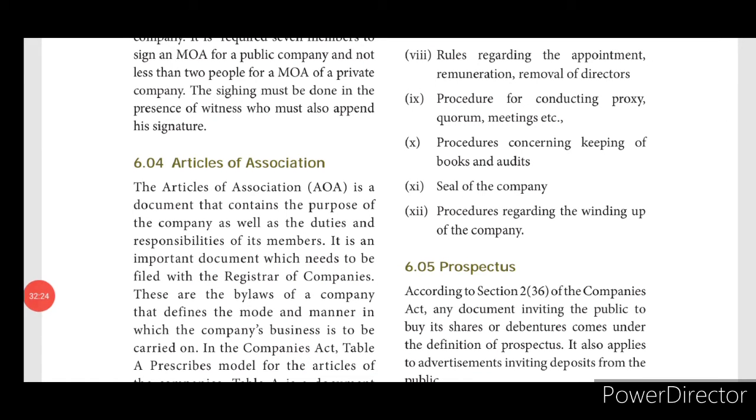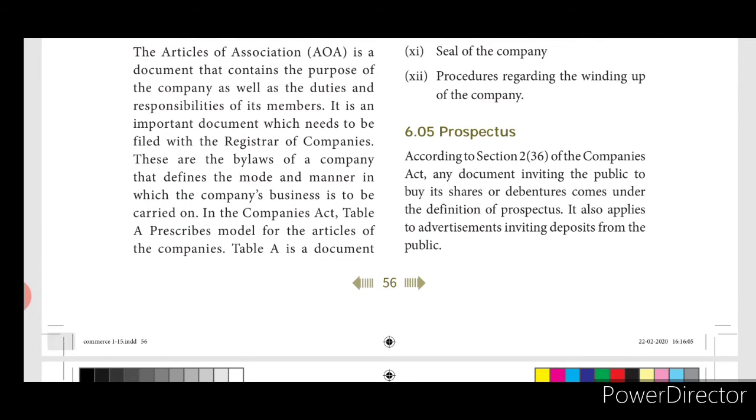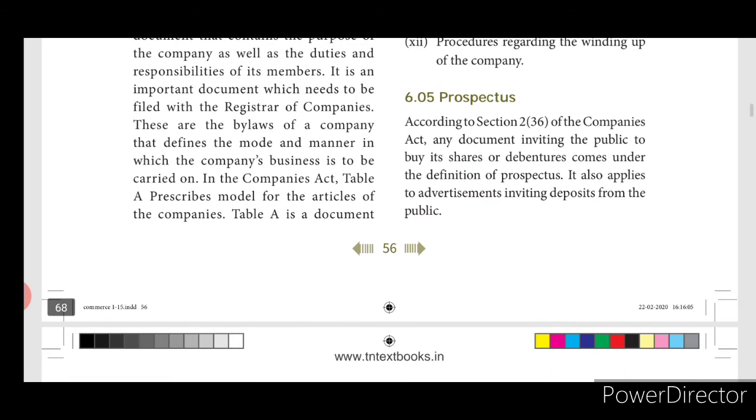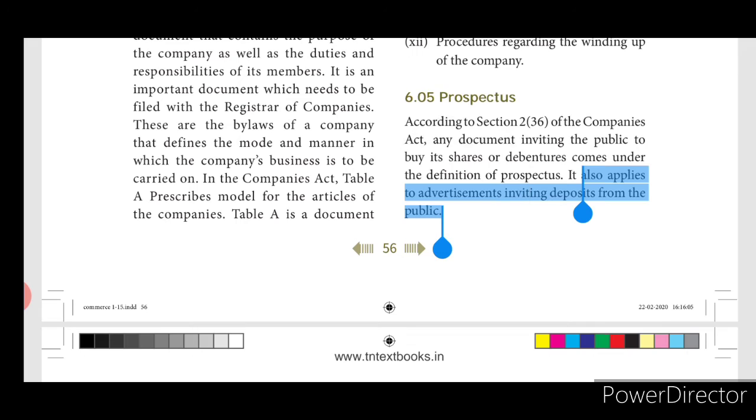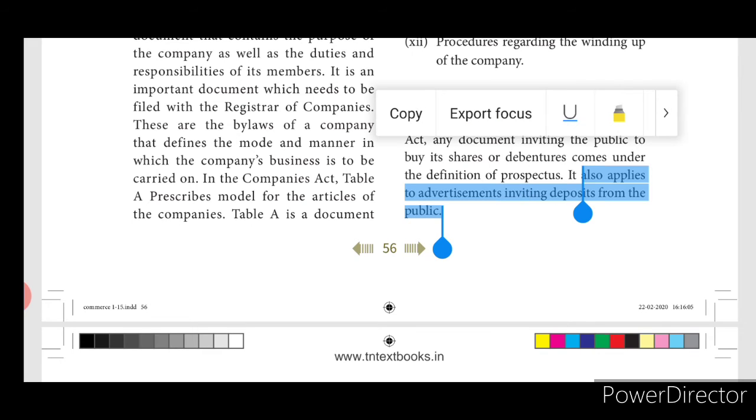so the next one that we have is a prospectus. According to Section 2(36) of the Companies Act, any document inviting the public to buy its shares or debentures comes under the definition of the prospectus. It also applies to an advertisement inviting deposits from the public. See, can you see this point? It actually invites the public to invest in the shares.